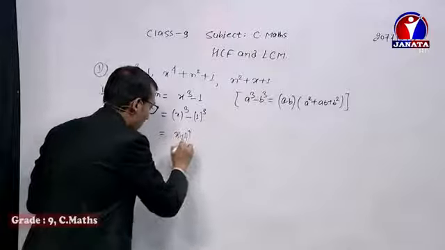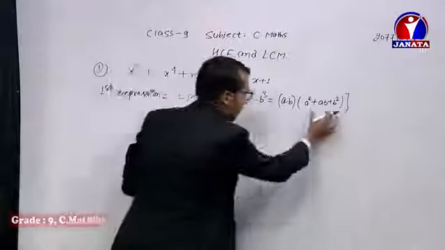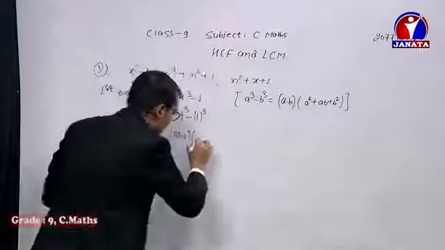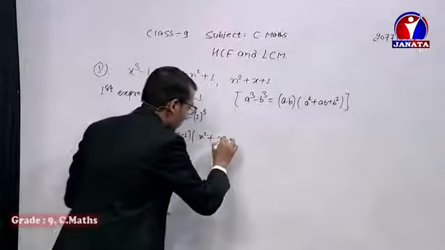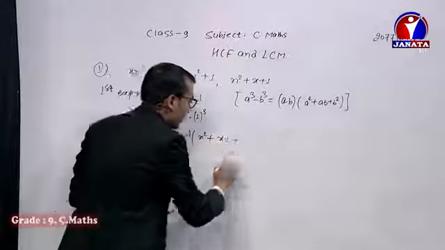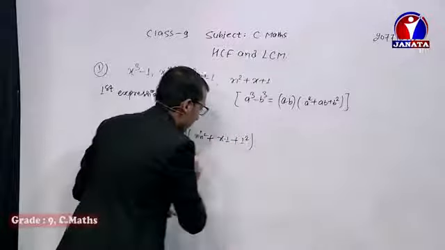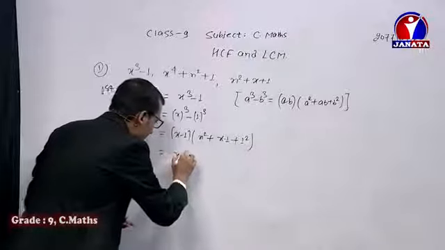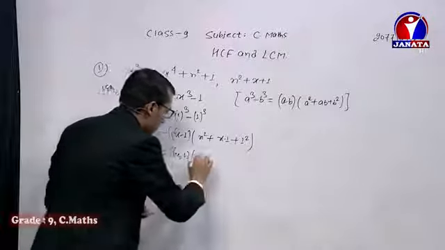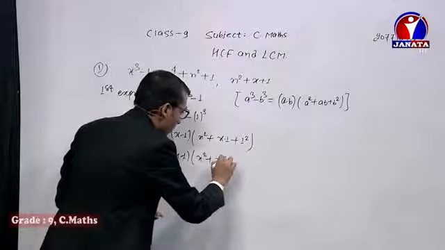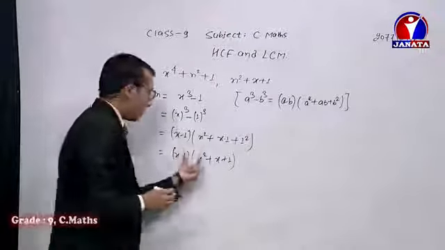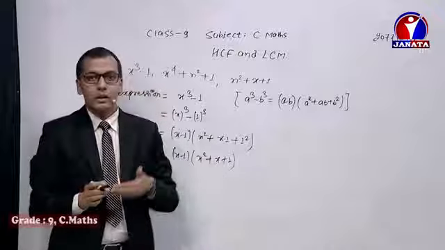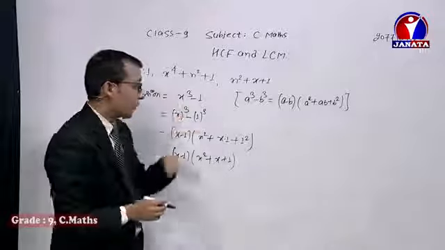So x minus 1 times the second factor, which is a square, so x square plus ab, x times 1, so ab plus b square, 1 square. So this is equal to x minus 1 times x square plus x plus 1. So these two are the factors of the first expression x cube minus 1.